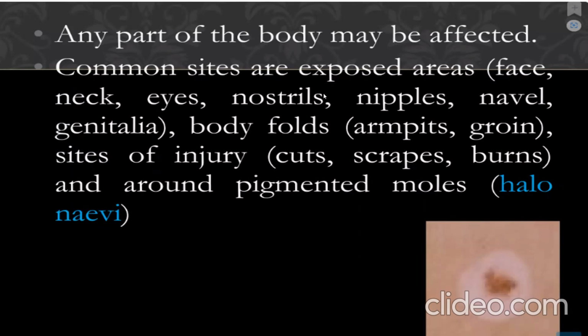So any part of the body may be affected. Common sites are exposed areas like face, neck, eyes, nostrils, the nipples, navel, genitalia, body folds like armpits, groins, sites of injury like cuts, scrapes, burns, and around the pigmented moles. It is called halo nevi.